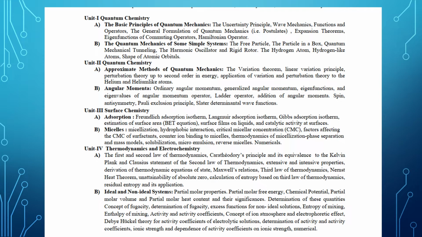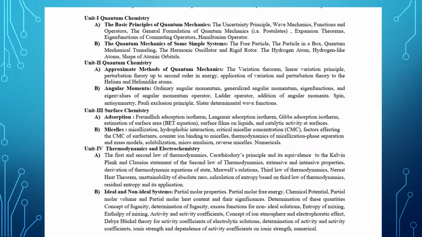Unit 2 Quantum Chemistry A. Approximate methods of quantum mechanics. The variation theorem, linear variation principle. Perturbation theory up to second order in energy. Application of variation and perturbation theory to the helium and helium-like atoms.